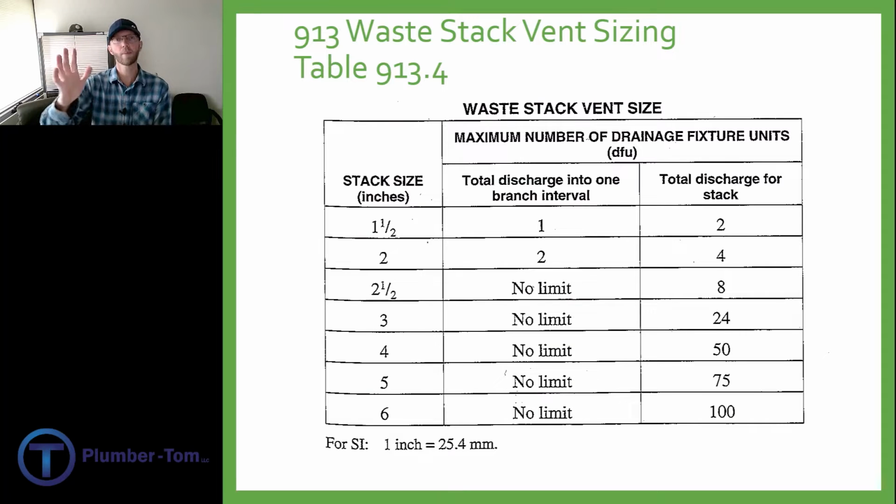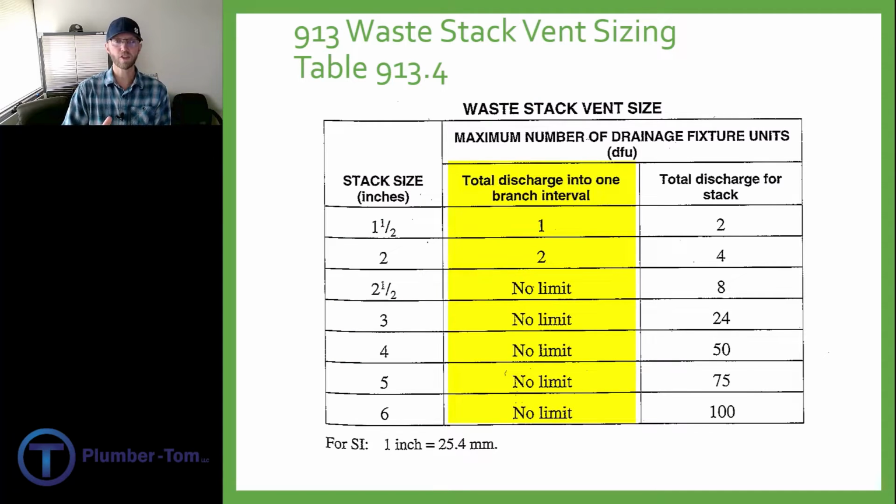Everything from bottom to top, same size pipe. And here we have a table that helps us to know how many drainage fixture units can go into that. So you see on the left the stack size, that's the pipe size. And then we have the middle column, the total discharge into one branch interval.